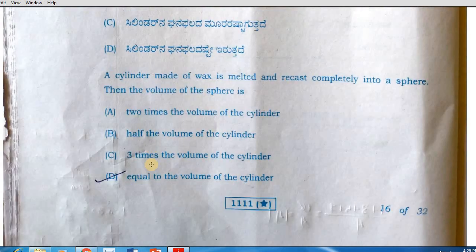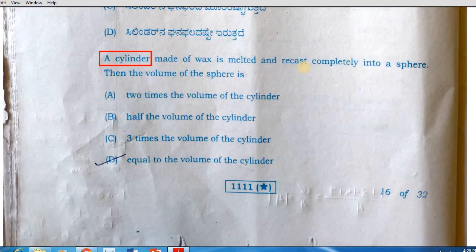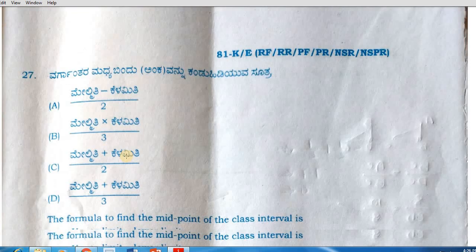Question number 26, children. A cylinder made of wax is melted and recast completely into a sphere. It means conversion of cylinder to sphere is taking place. Then the volume of the sphere is. In volume there will be no change. 2 times the volume of the cylinder, wrong. Half the volume of the cylinder, wrong. 3 times the volume of the cylinder, wrong. Option D is correct, equal to the volume of the cylinder.